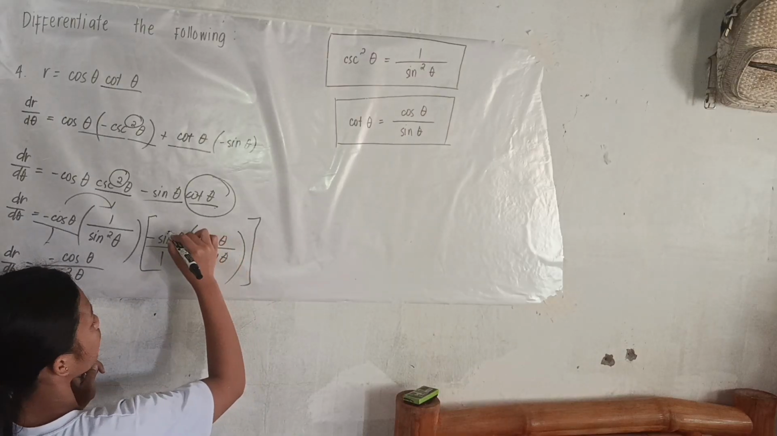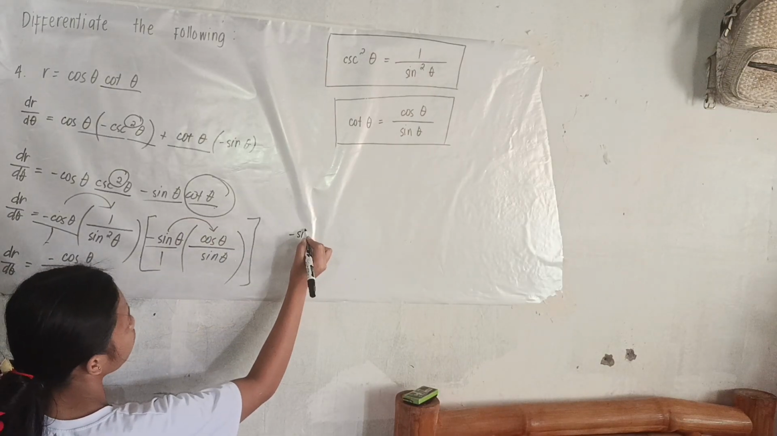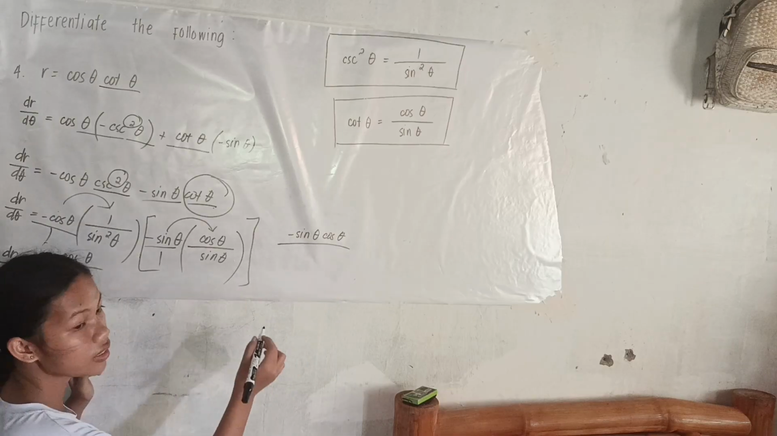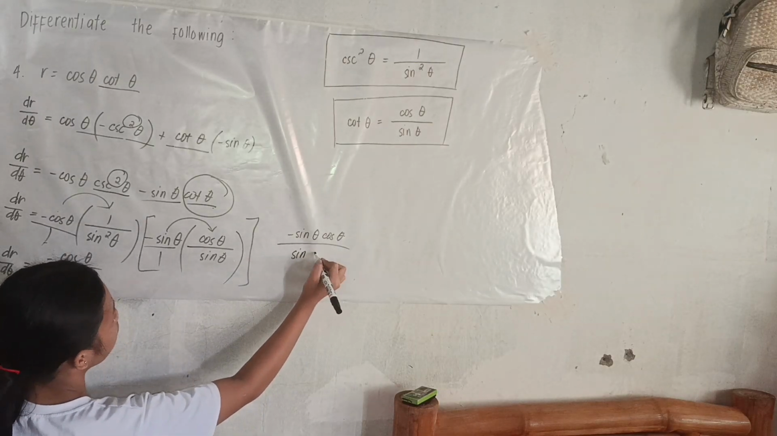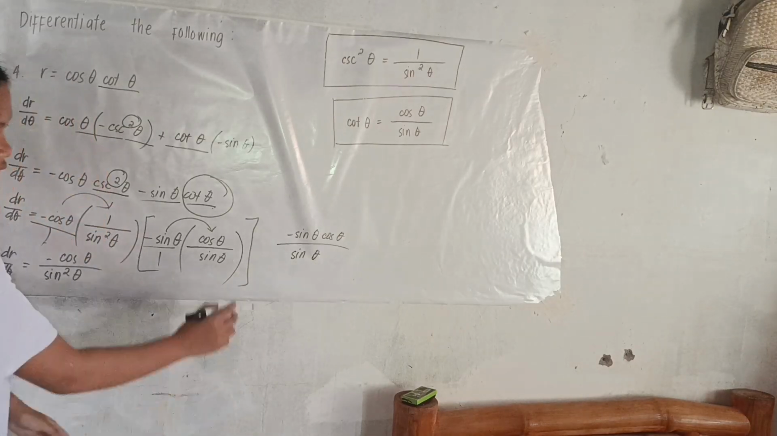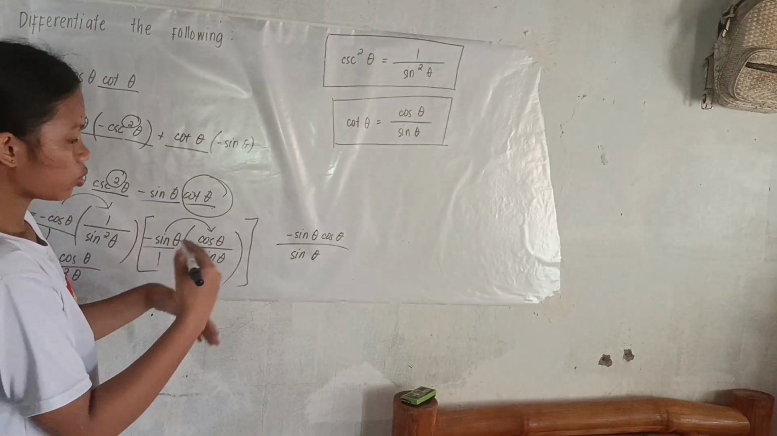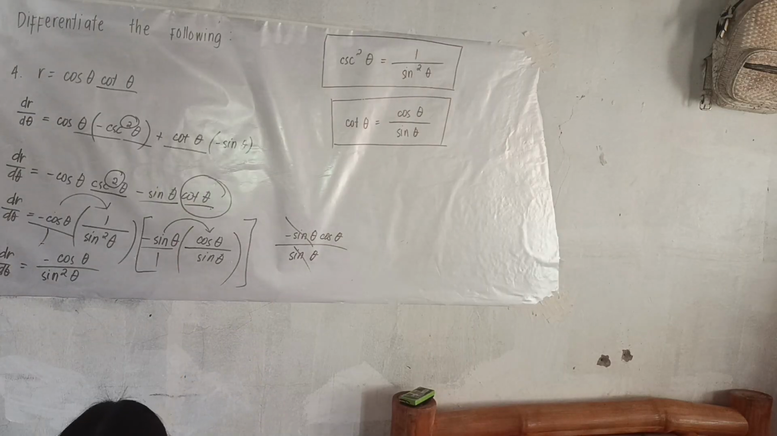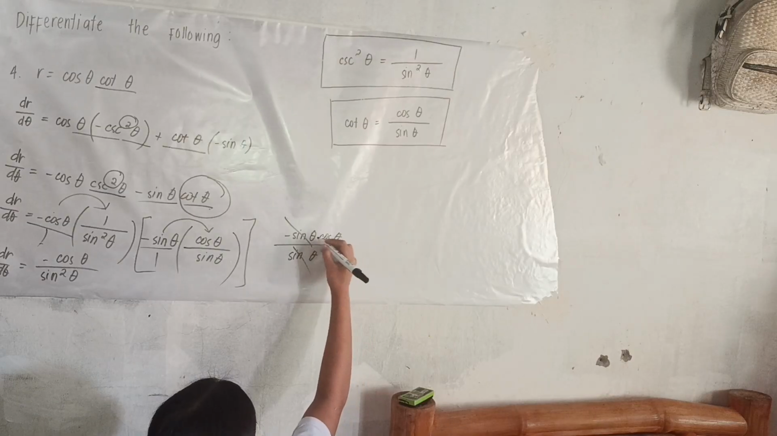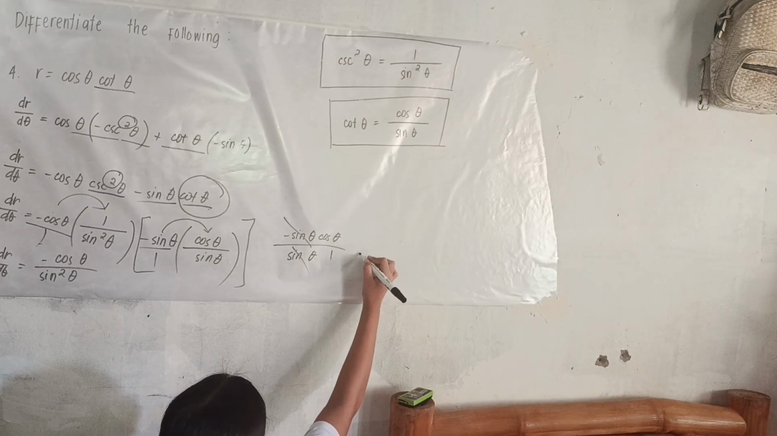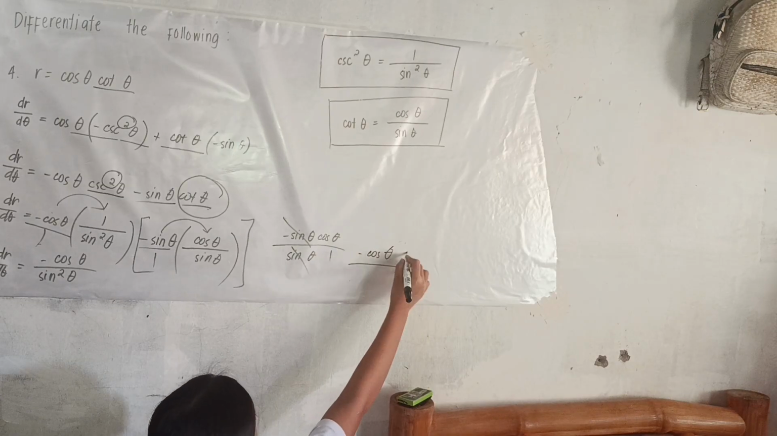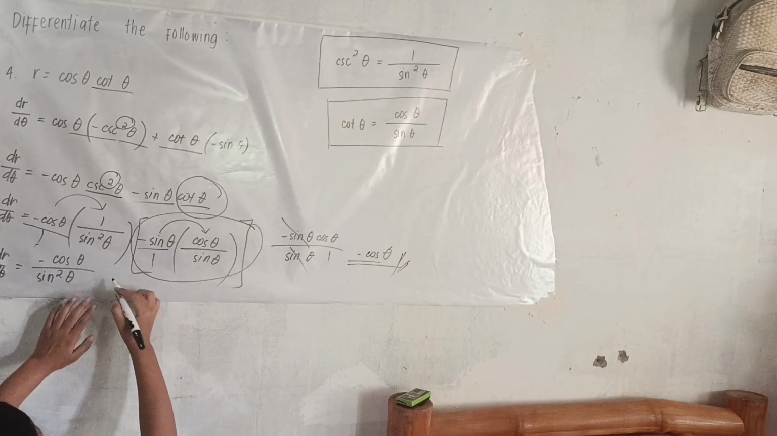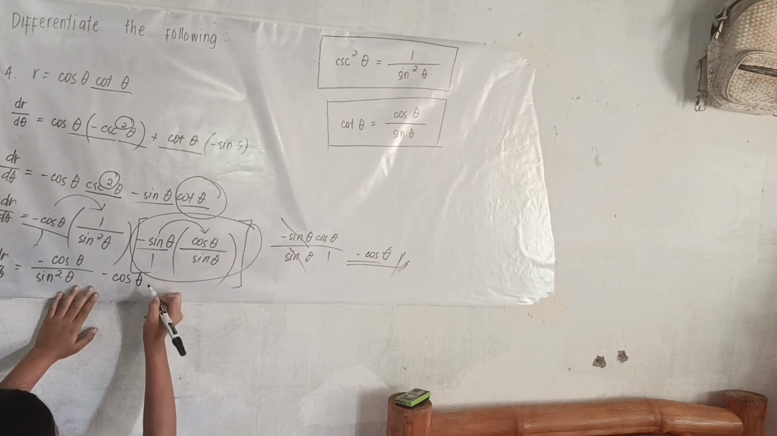negative sine theta cos theta all over 1 times sine theta, which is sine theta. When we divide, they cancel, so it becomes negative cos theta divided by 1, which is simply negative cos theta. So the simplified form becomes this, copying negative cos theta.